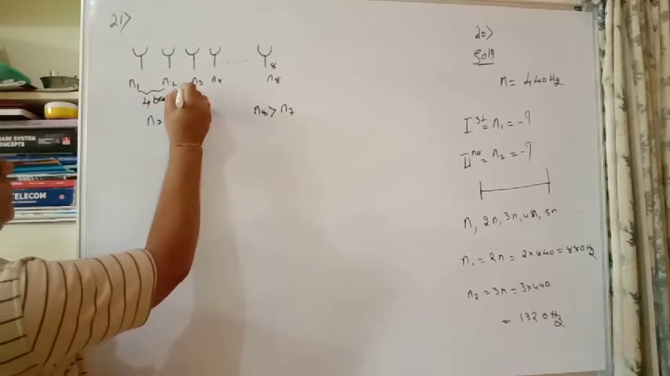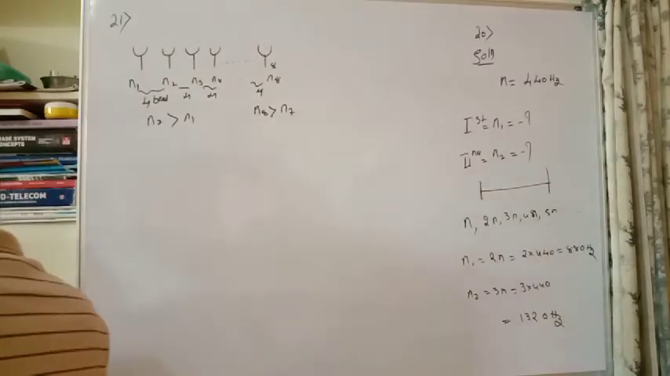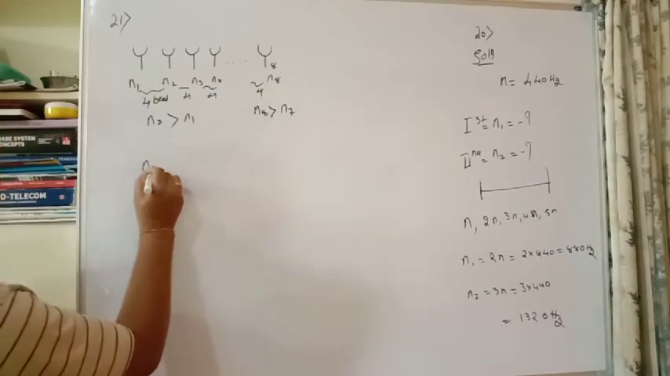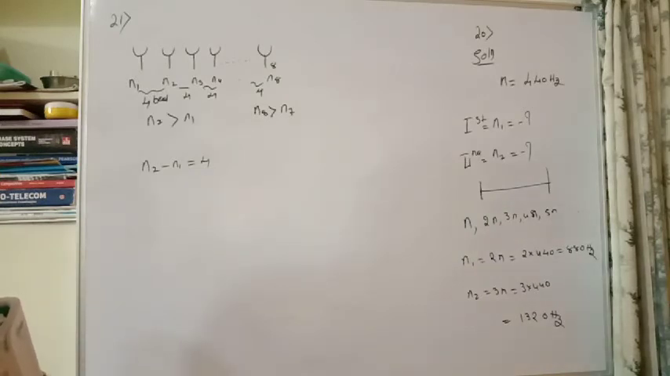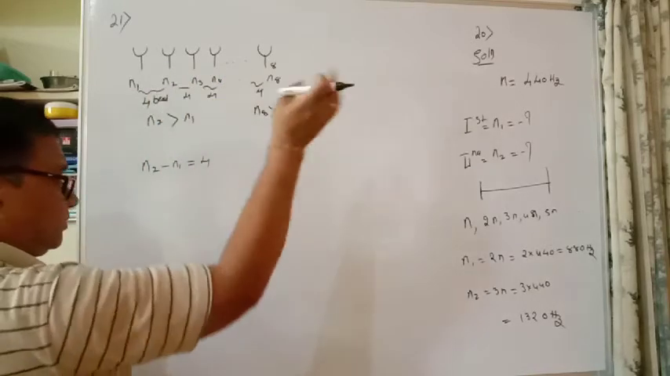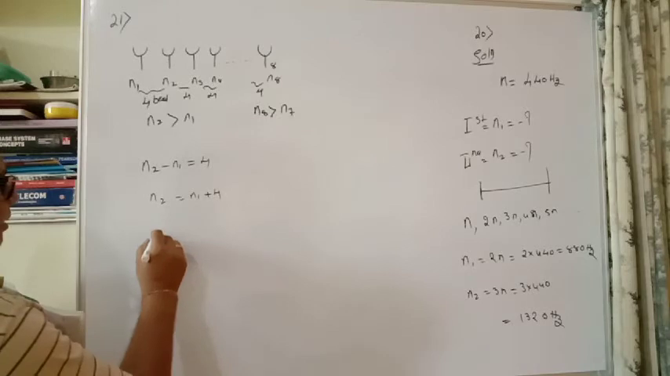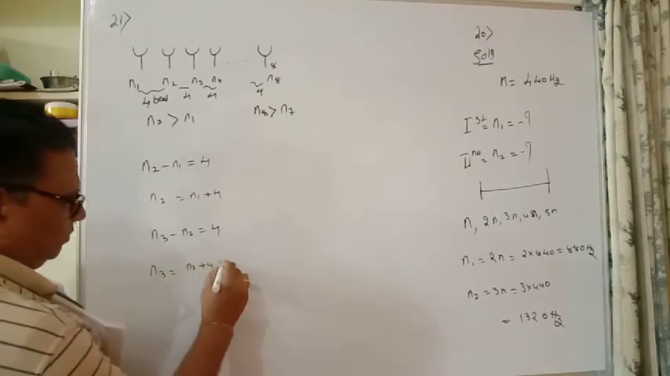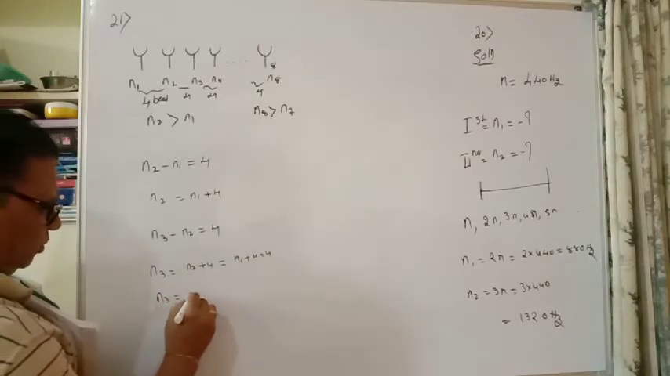4 beats. Similarly n3 and n4, 4 beats. That means if two tuning forks are vibrated simultaneously, as n2 is greater than n1, n2 minus n1 is equal to 4. If n1 is the first frequency, n2 is second, n3 is third, fourth, like this. Or n2 is equal to n1 plus 4. Similarly, n3 minus n2 is equal to 4, or n3 is equal to n2 plus 4, which we can write as n1 plus 4 plus 4, or we get n3 is equal to n1 plus 8.